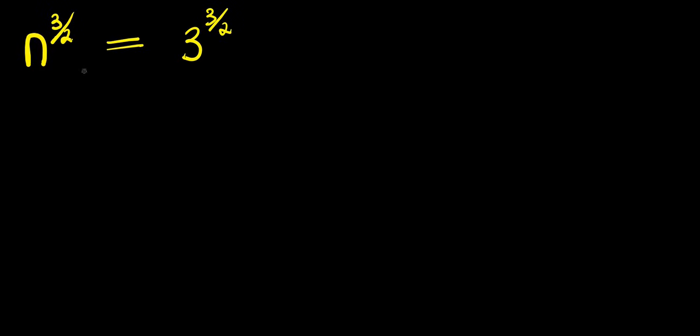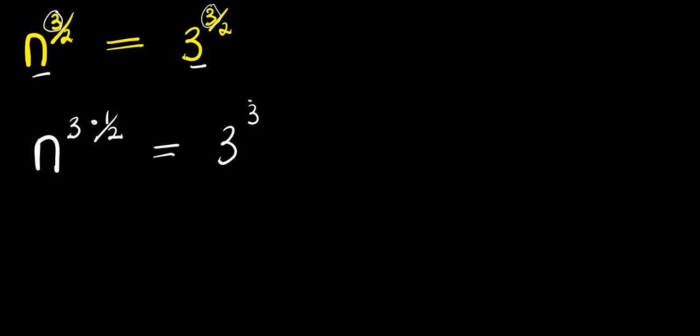Hello, how to solve this exponential problem? n power 3 over 2 equals 3 power 3 over 2. Now, let's factor out this 3 in the numerator of the exponent. So we have n power 3 times 1 over 2 equals 3 power 3 times 1 over 2.